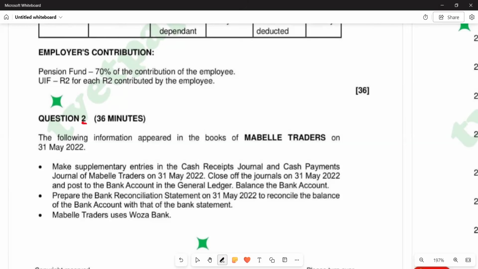So we've got questions that are there, but we are not only going to concentrate on the second point, where it says prepare the bank reconciliation statement on 31 May 2022 to reconcile the balance of the bank account with that of the bank statement. So that's what we are going to do.